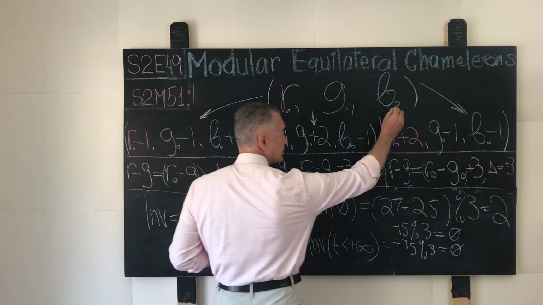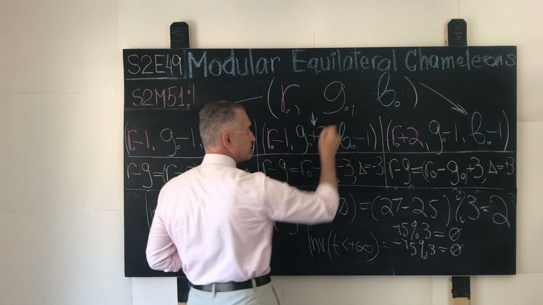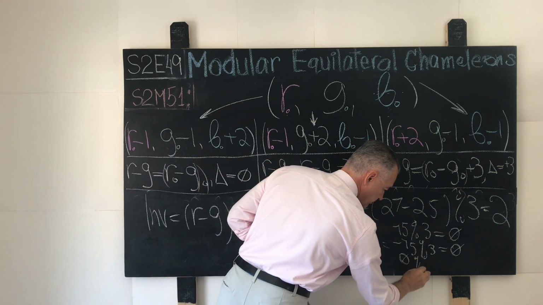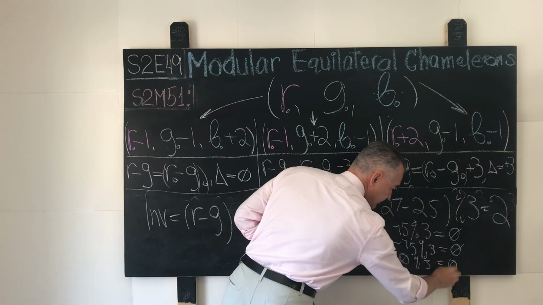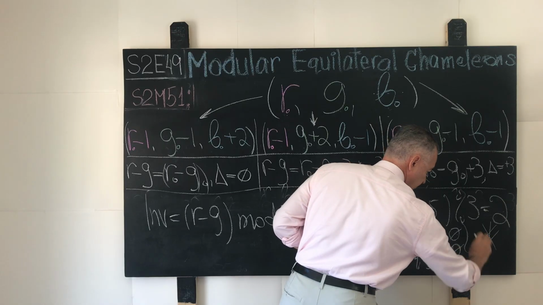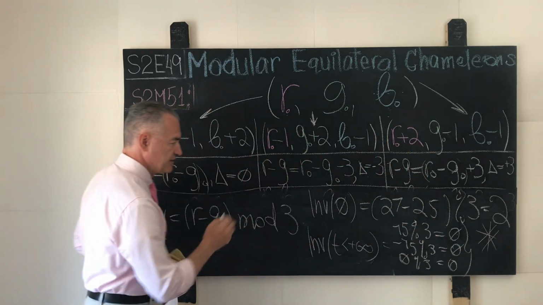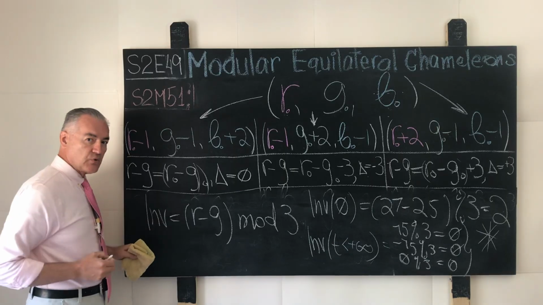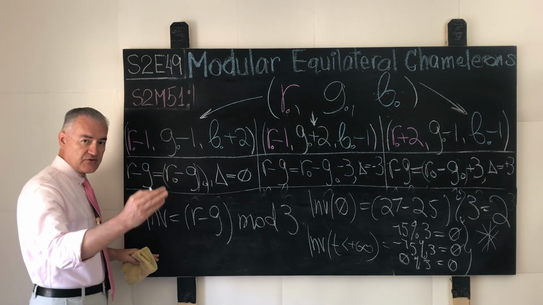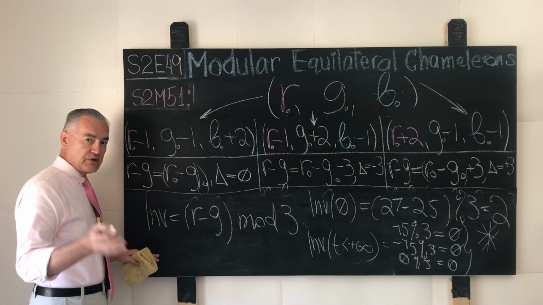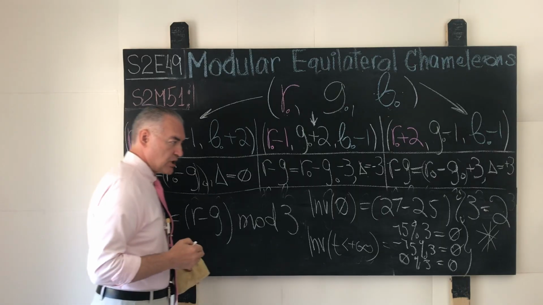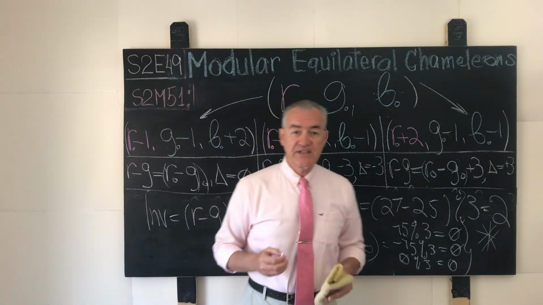And if all chameleons somehow become blue, this becomes 0 minus 0, which is 0. 0 modulo 3 is 0 again. So in all three cases, this is not happening. So this is the answer to the question posed specifically with the numbers that were given, 27, 25, 23 for the RGB. You can cook up the other numbers. And the answer to this problem, in the way it was posed, is in the negative.